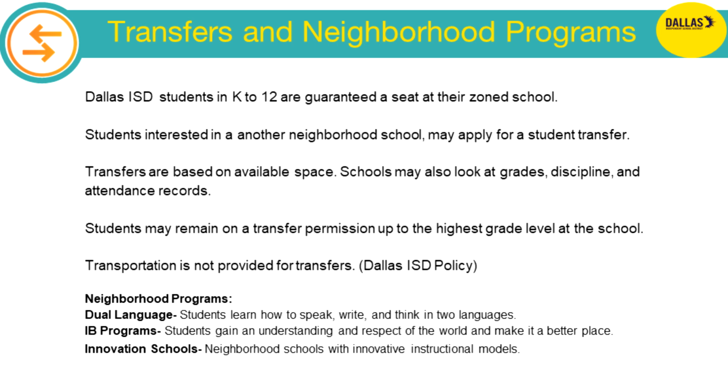And some of the great programs that are available at your neighborhood programs, say you want your child to learn, think, read, and write in 2 languages, well, then the dual language program is something that's going to be great for them. If you want your child to be understanding of the world, to get more respect for the world, and perhaps become a world leader, then the IB program is something that would be available for your student. And you're hearing a little bit about also our innovation schools, which are great neighborhood schools that have some great instructional models on their campuses. And if you're zoned for that school, that is automatically your school. If you're wanting to attend that school, you can apply for a transfer as well.